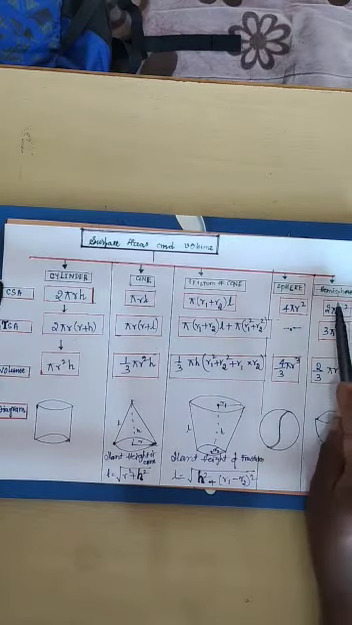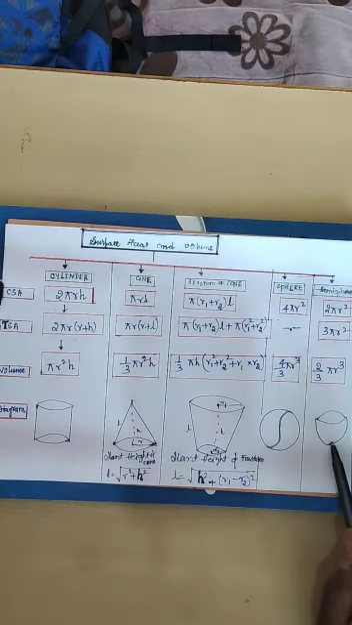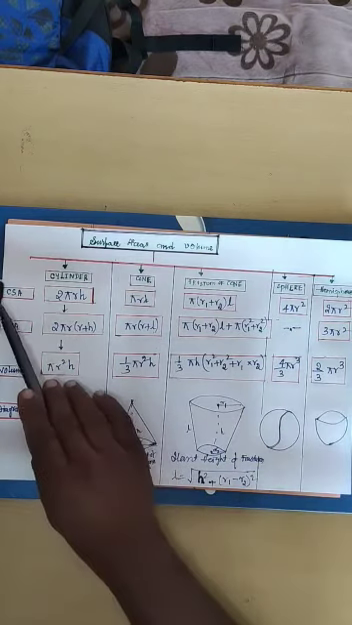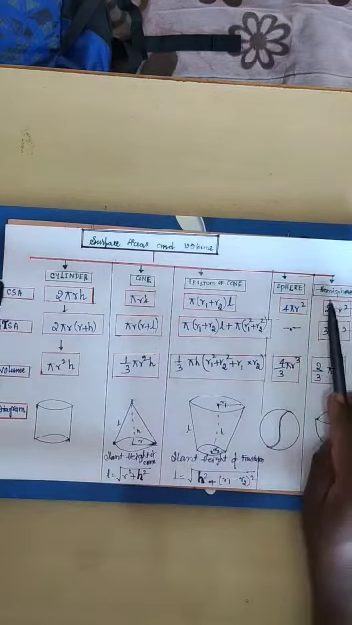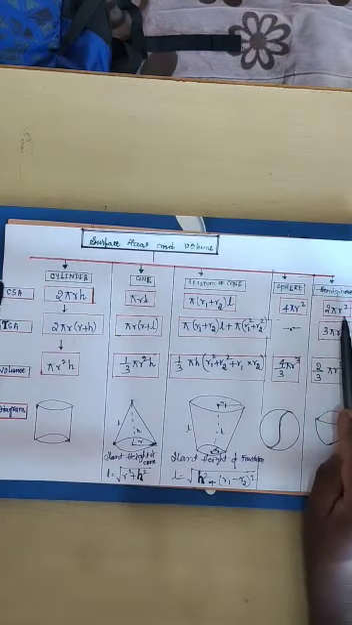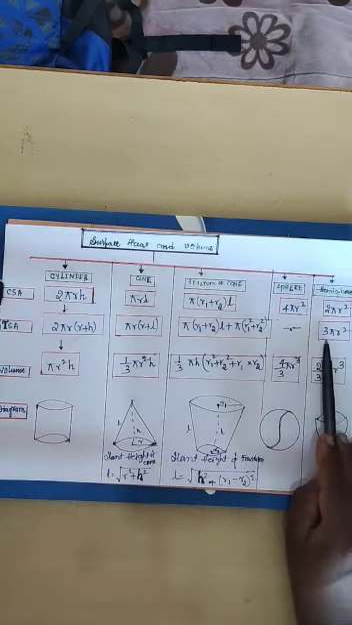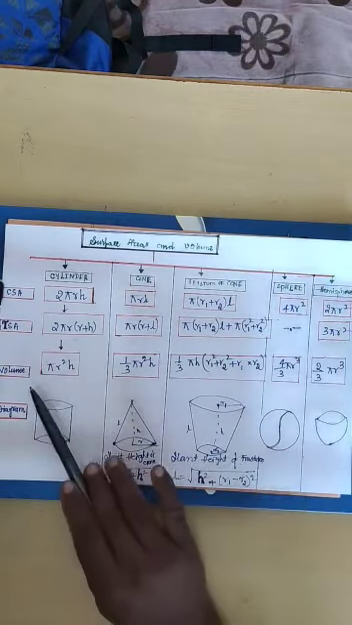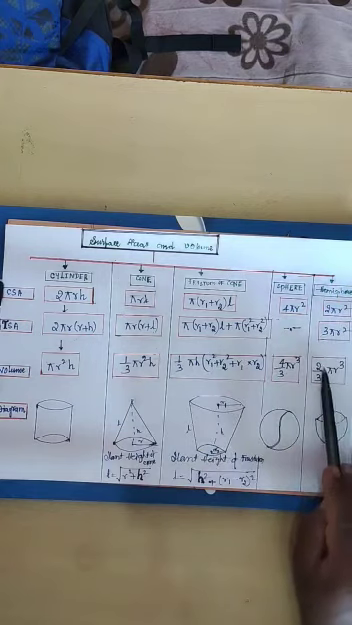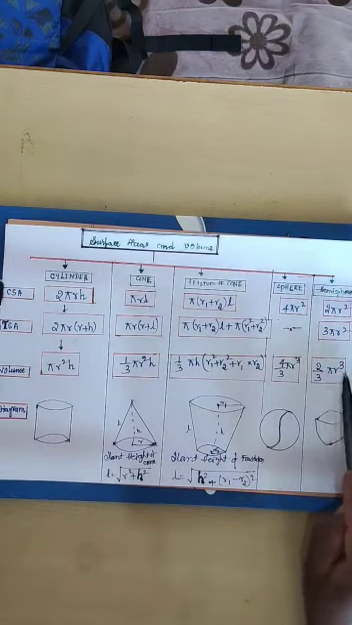Next, we have another solid geometrical figure, that is the hemisphere. It is in the form of a pressure cooker, like that. Curved surface area of hemisphere is 2 pi r square, total surface area of hemisphere is 3 pi r square, and volume of hemisphere is 2 by 3 pi r cube, right?